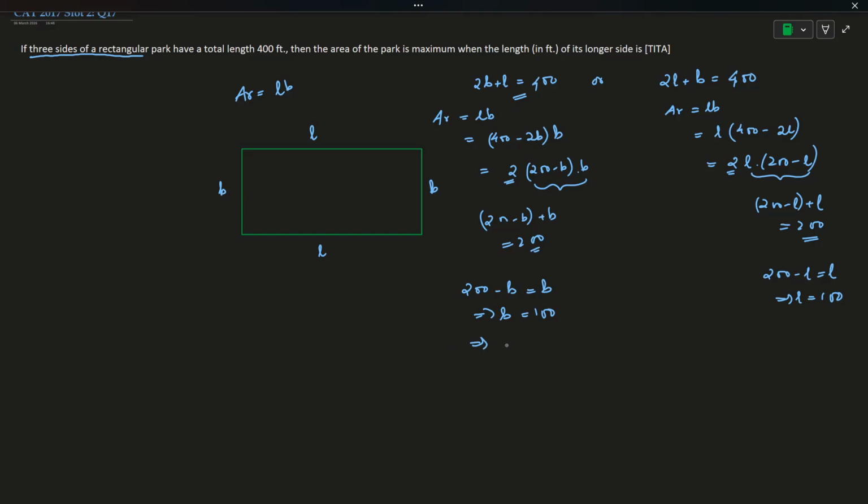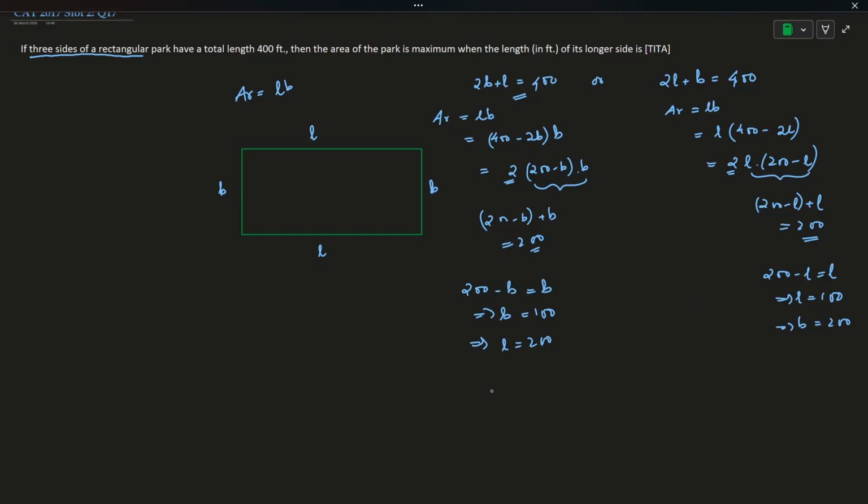If b is 100, what will be L? L is 200. If L equal to 100, what is b? b is 200. Any mistake I am making here, guys? L is 100, right? So if L is 100, b is 200. If b is, yeah, same thing.